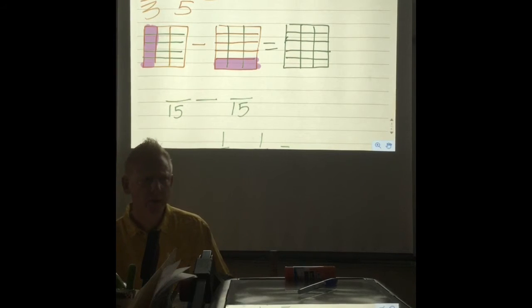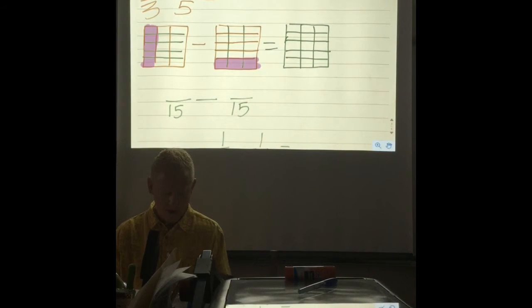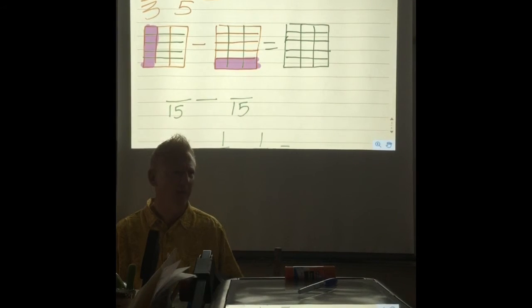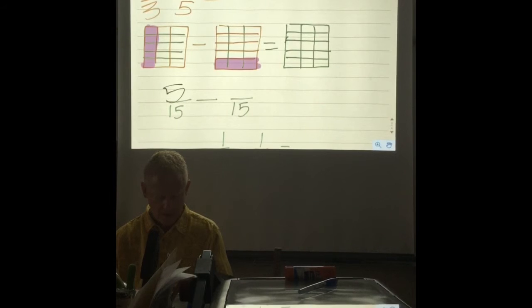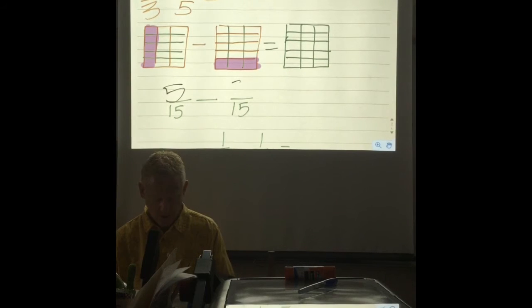All right, now subtraction, we're just going to use the crossing out method. That means we're going to take things away, right? So I have 5. Well, how many do I have on this side right here? How many pieces of that 15 do I have? 5, right. And how many do I have on this side? 3. I have 3, right. So it's basically 5 15ths minus 3 15ths. And that makes 2 15ths, right?